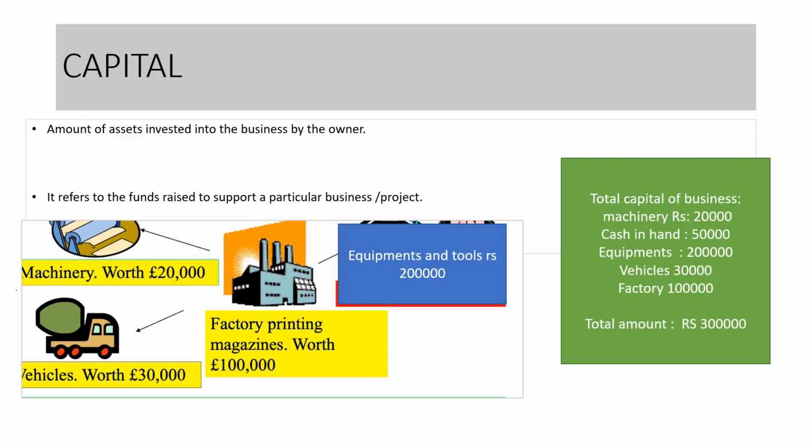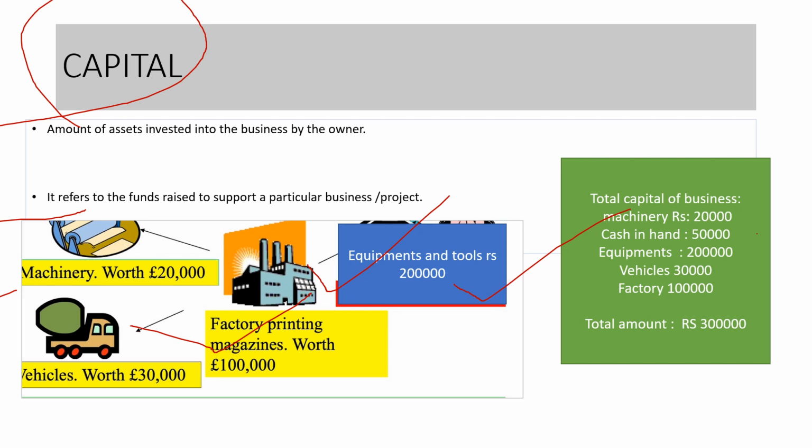Then we come to the meaning of capital. Now, capital means whatever amount of assets is invested by the owner into the business, whatever assets he's bringing along with him. Like suppose he brings machinery worth rupees 20,000, vehicles 30,000, building and factories worth rupees 1 lakh, and equipment and tools worth rupees 2 lakhs. All these assets, whether in the form of cash or in kind, are categorized under one term, that is capital.